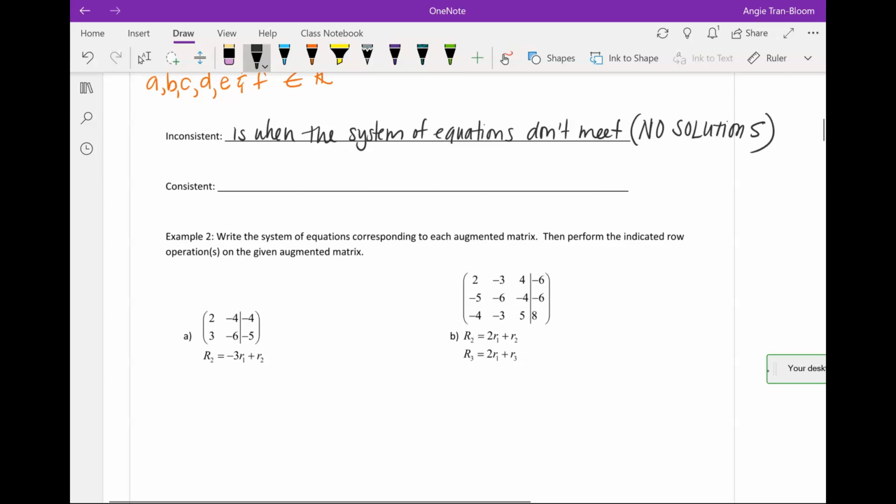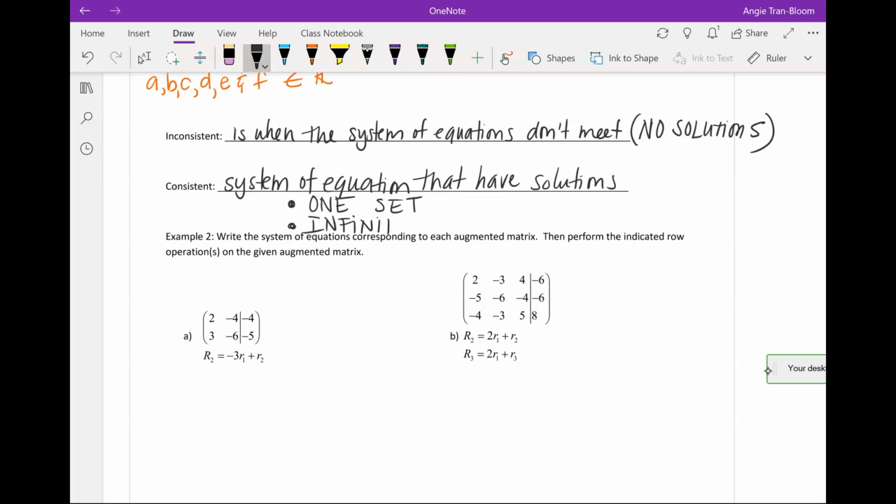Okay. So that means consistent has answers or no answers? Yes. Okay. So consistent system of equations that have solutions. Now there are two kinds of answers. Okay. The first one, you're going to have one set of answers. The second one, we have infinitely many solutions. So tell me the difference in the two.